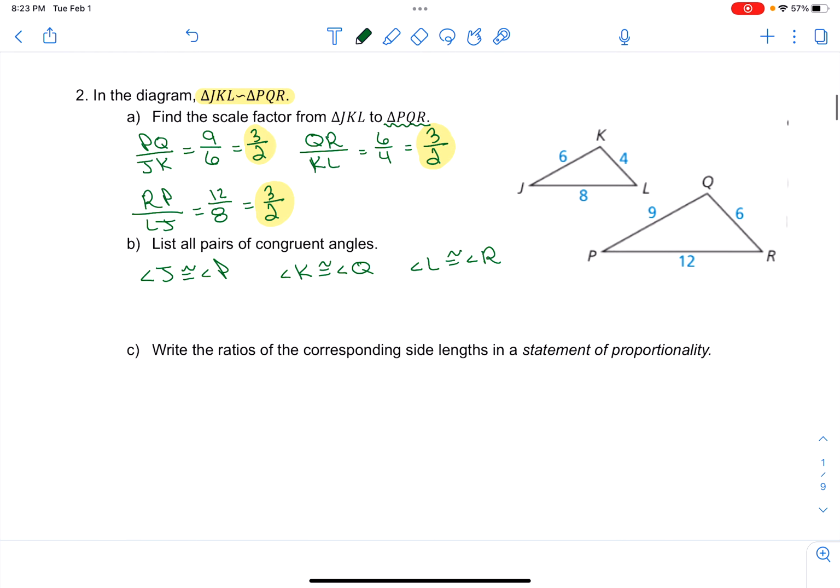And then the last thing, writing that statement of proportionality, is really just pulling down all of those pieces from part A. It does not matter the order that you put these in because they all equal the same thing. And that was 3/2. So you could absolutely put QR over KL equals PQ over JK equals RP over LJ. It is just putting out all of the statements that all of these sides equal all of these sides, and this is their proportionality, their scale factor ratio.